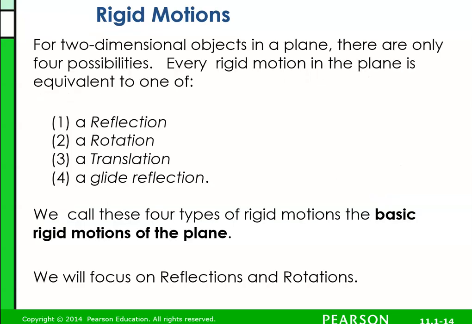All right, so what do we have? Again, this is an extension of what we ended with in the last section. Every rigid motion in a plane is equivalent to one of these: a reflection, a rotation, a translation, a glide reflection. These four types of rigid motions are called the basic rigid motions of a plane. And again, we're going to focus mostly here on reflections and rotations.